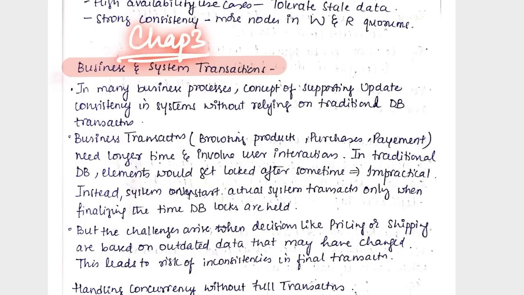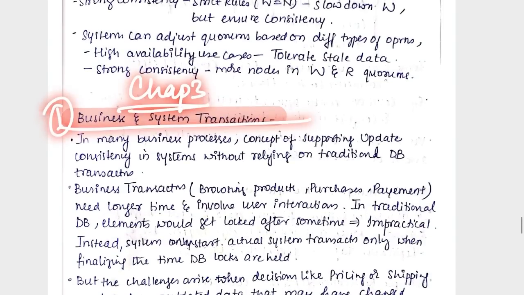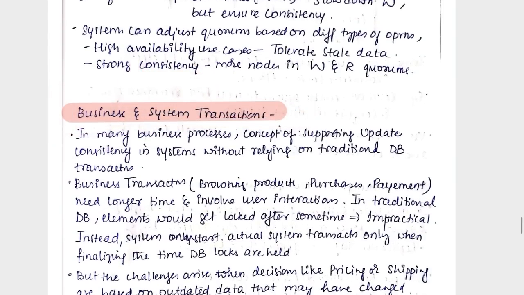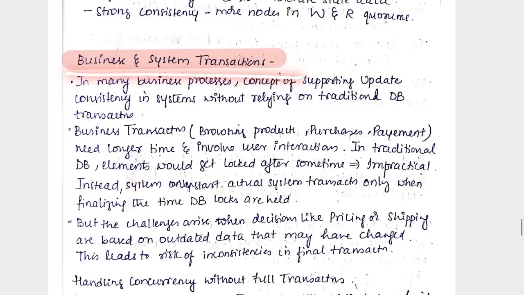We have only two topics. First topic is business and system transactions. Then we have version stamps for multiple nodes. Only two topics. The first topic we will look at is business and system transactions.